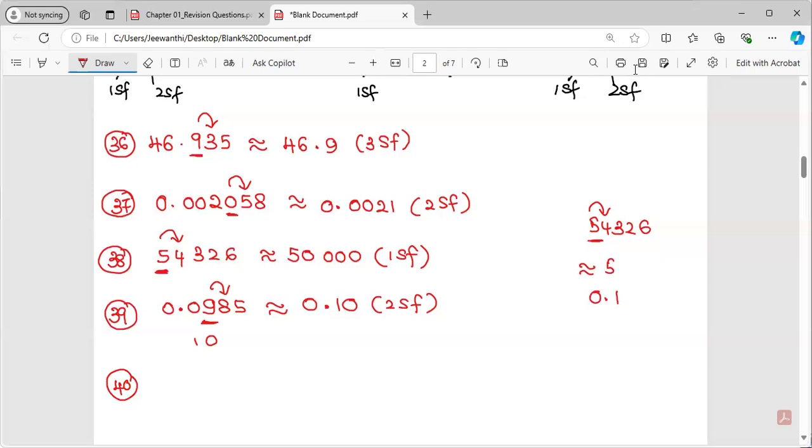The 40th one that we have, 498. Second significant figure, look at the next number. So then that becomes 500. Why? That 9 becomes 10, you put 0, and then the 4 becomes 5, and the rest of the digits will be zeros. So then here it is 500 to 2 SF.